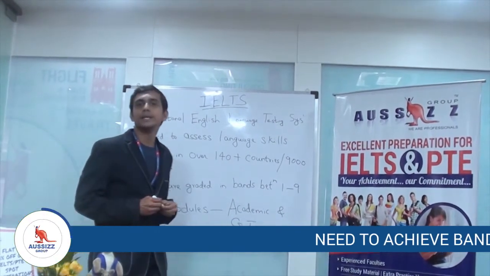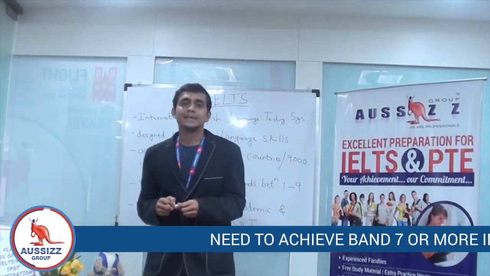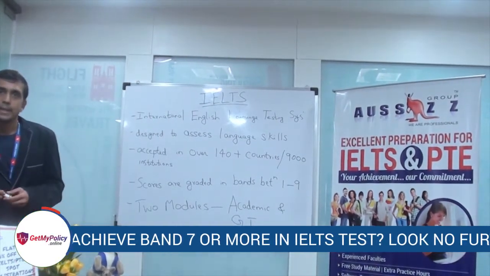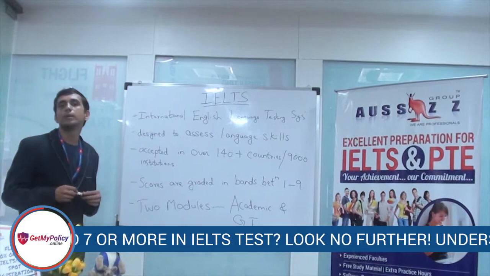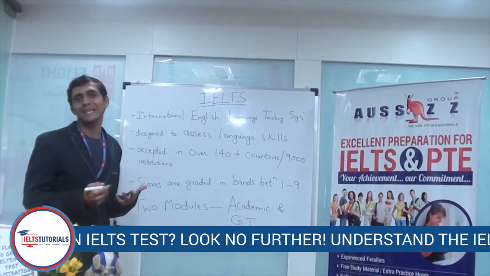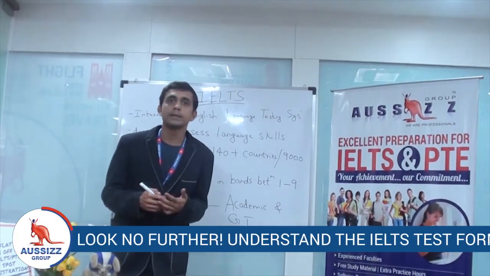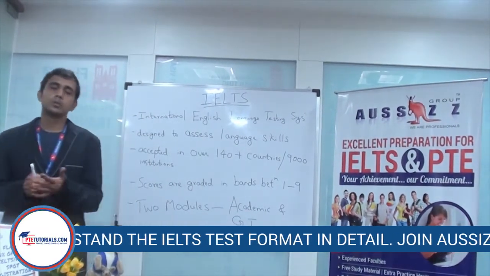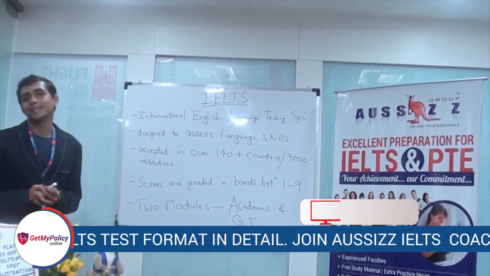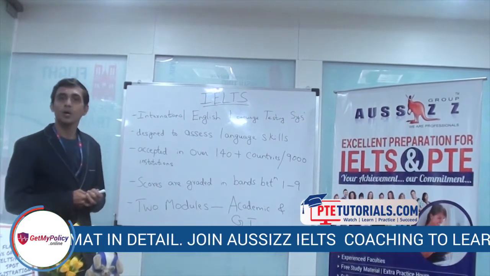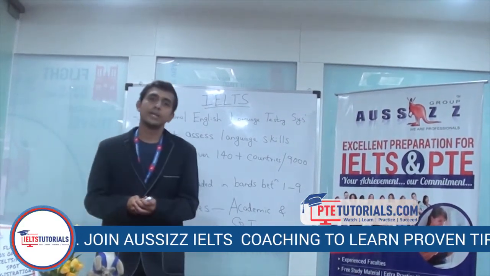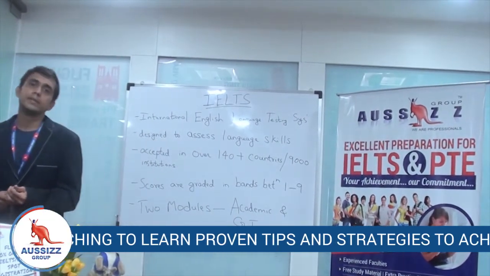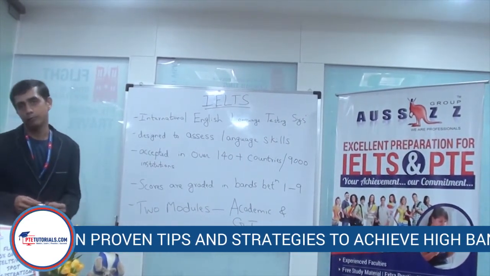Similarly, for general training, you would have 2 tasks. Task 1 would be allotted a time limit of 20 minutes, wherein you will have to write a letter. Now, this letter could either be a formal letter, a semi-formal letter or an informal one. And similar to the academic task 2, task 2 in the general training module is also an essay that needs to be completed in 40 minutes, keeping in mind the minimum word count of 250 words.